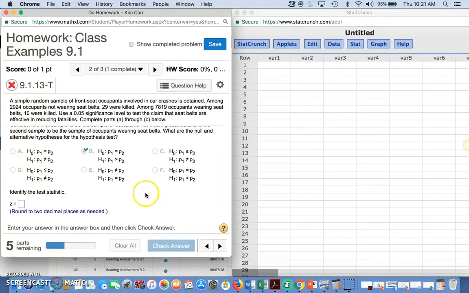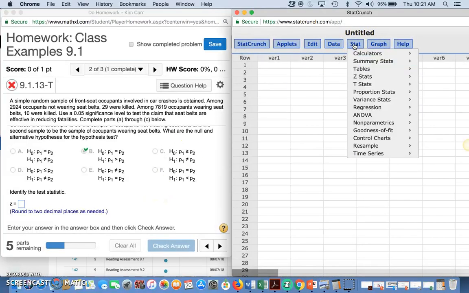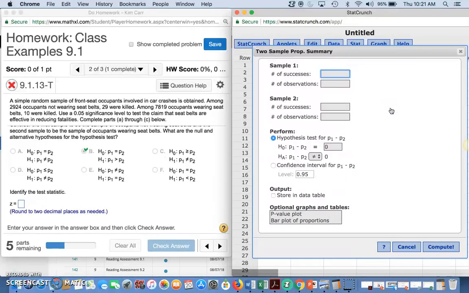Okay, then we want to identify the test statistic. Now this is where we actually need to go run the test. So we'll go to Stat. In StatCrunch, what are we doing? We're doing proportion. We're doing two sample with summary data. Okay, the number of successes here, I hate to say it, but it's those that are killed, out of how many in the first group? 2,924.